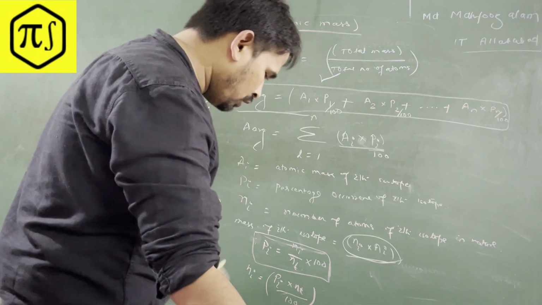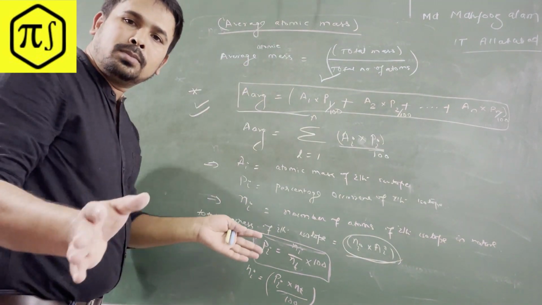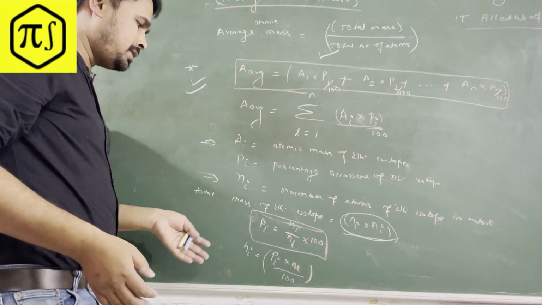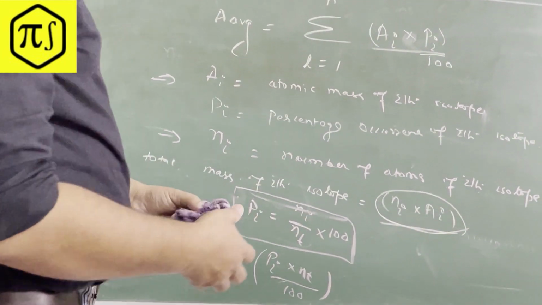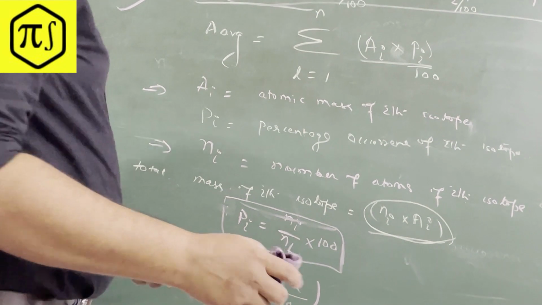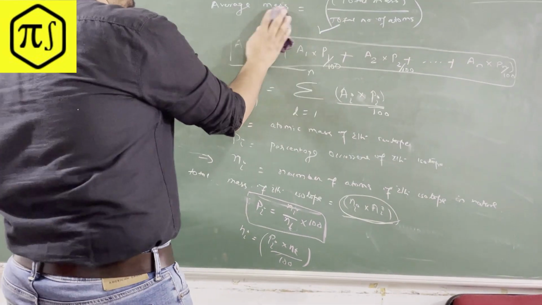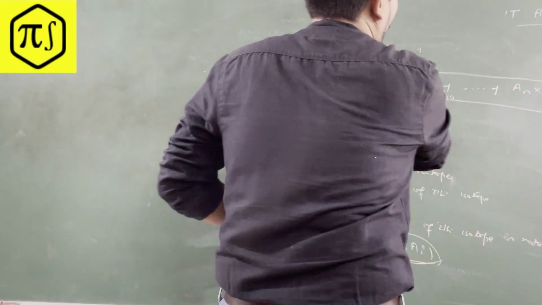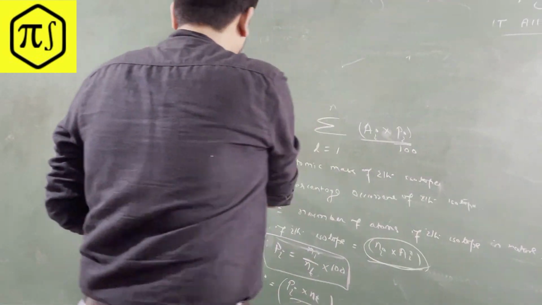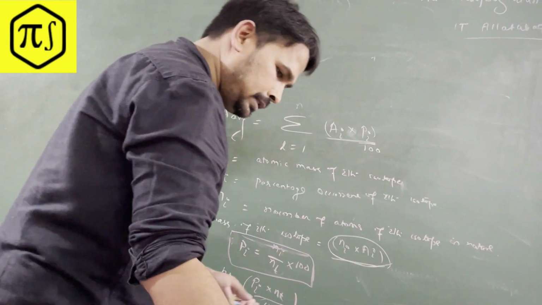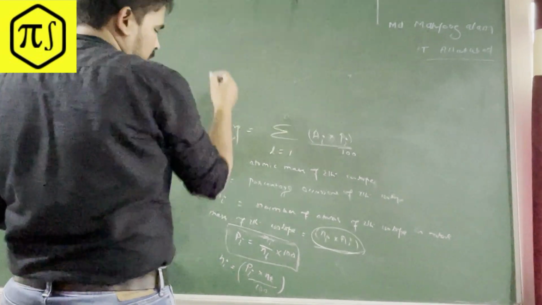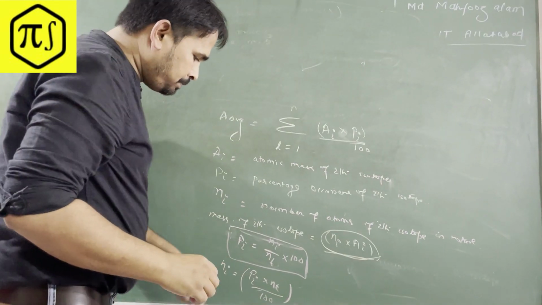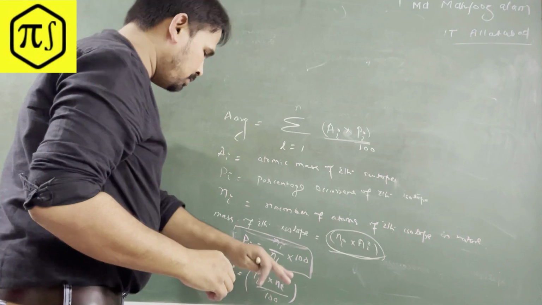So till here you note down, then we'll start the next one. I hope you have noted down. Okay. So now we know this relationship for Ni.